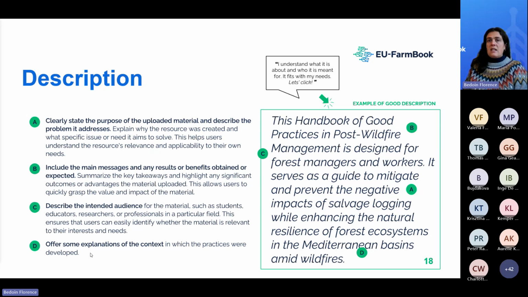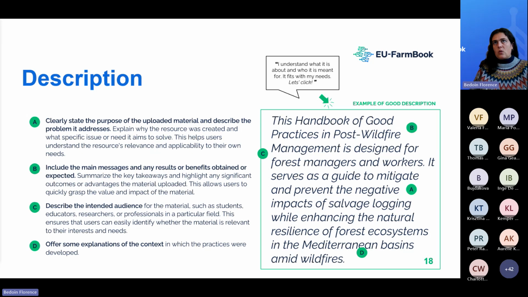And then if you can offer some explanation of the context, that's also nice for the reader to see how much it fits with their own context. So it doesn't need to be a very long text, but here, for example, it tells about the forest ecosystem in the Mediterranean basins where wildfires occur. So that would be some guidelines for writing the description.